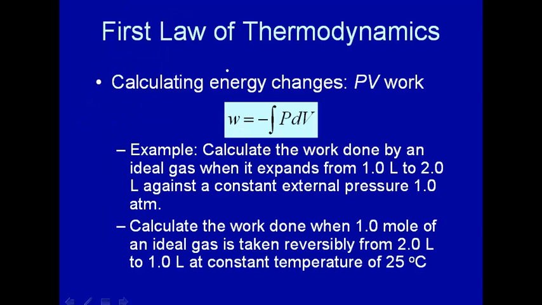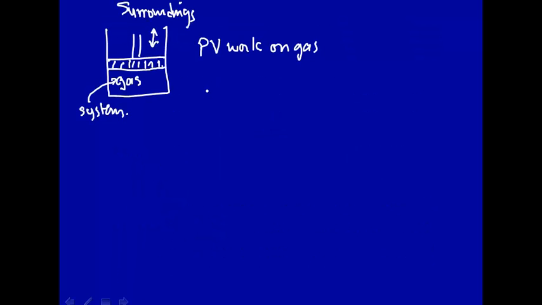Okay, now if we want to look at the energy change, this is how you calculate that. Work is minus the integral of P dV. So for this system here, work will be equal to minus the integral of P dV. All right, so you might want to ask, why do you have a negative?